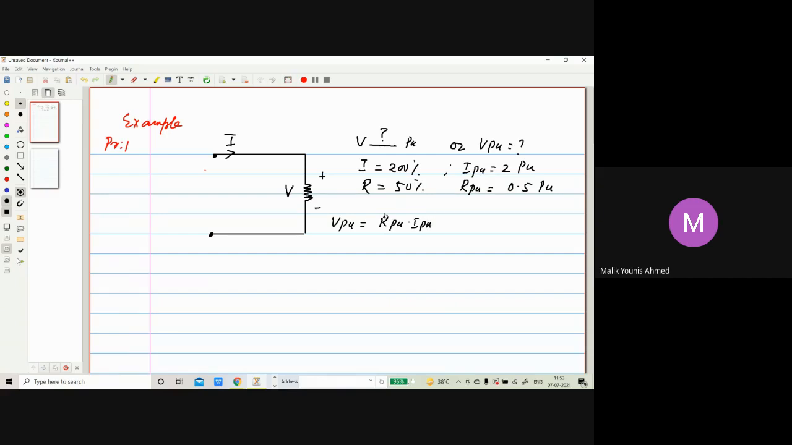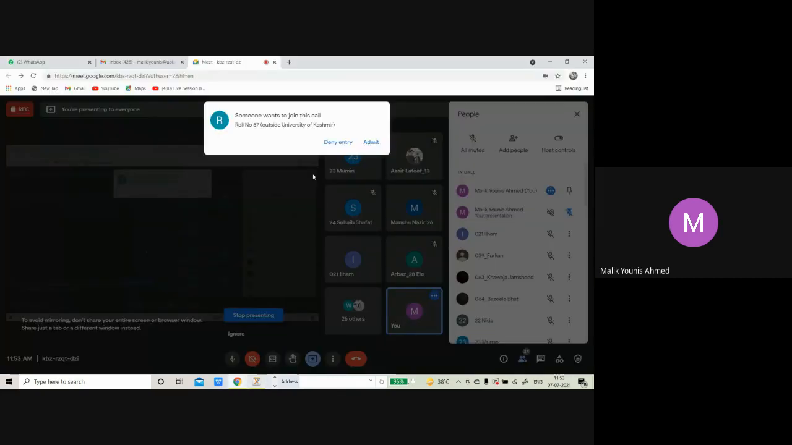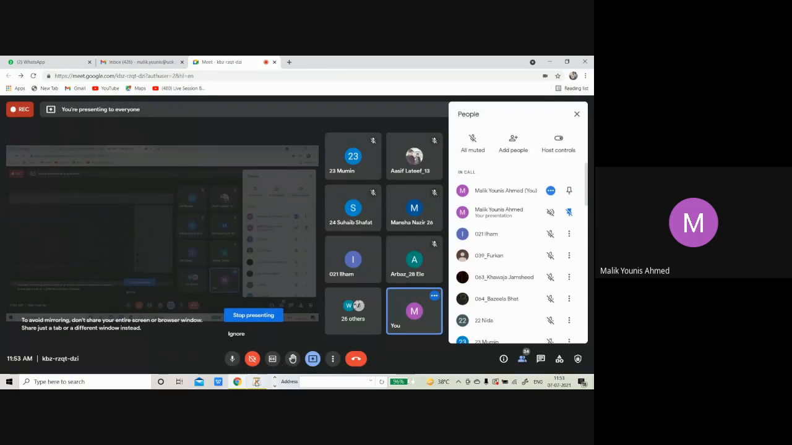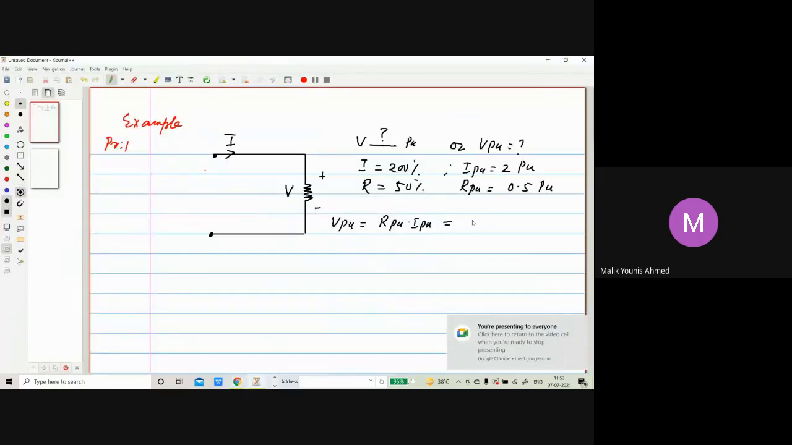Whatever relationship exists in the absolute system, the same relationship exists in the per unit system. Exceptions are there, and I will tell you, because root 3 and 3 will not occur in the per unit system. We will be coming to that. So R per unit is 0.5, I per unit is 2, and V per unit is 1 per unit. This is a simple example: you have been given the current and the resistance, and you find V in per unit.